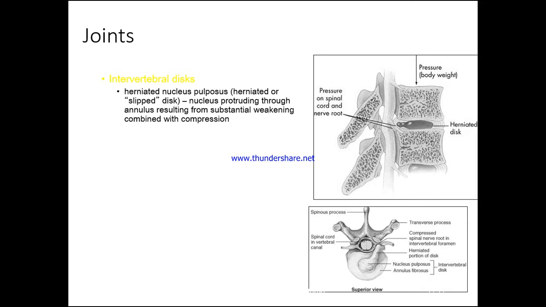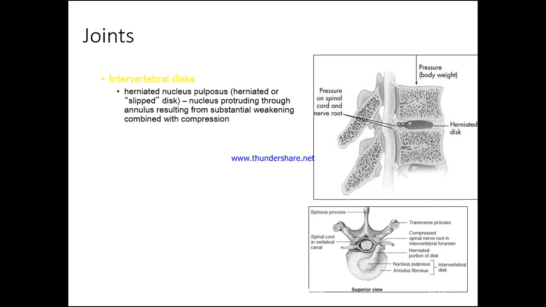So herniated nucleus pulposus, herniated or slipped disc, is a nucleus protruding through the annulus, resulting from substantial weakening combined with compression. And you can just see in this picture that I've got here, you've got the pressure coming from superior down to inferior on the vertebral body, compressing on the herniated disc. That herniated disc is herniating posteriorly, compressing on the spinal cord. As I mentioned, this could be a bilateral or unilateral spinal cord nerve root damage.